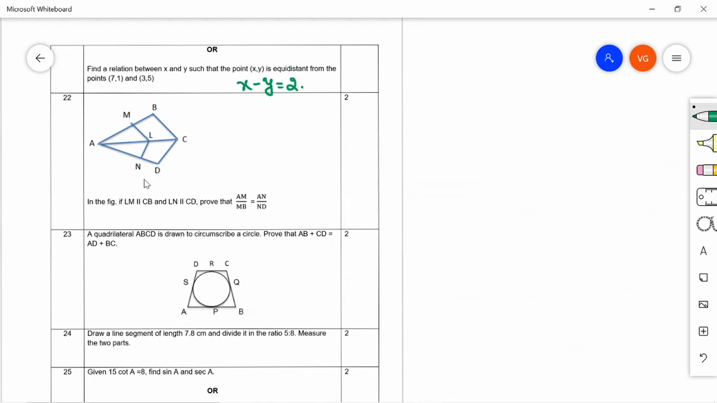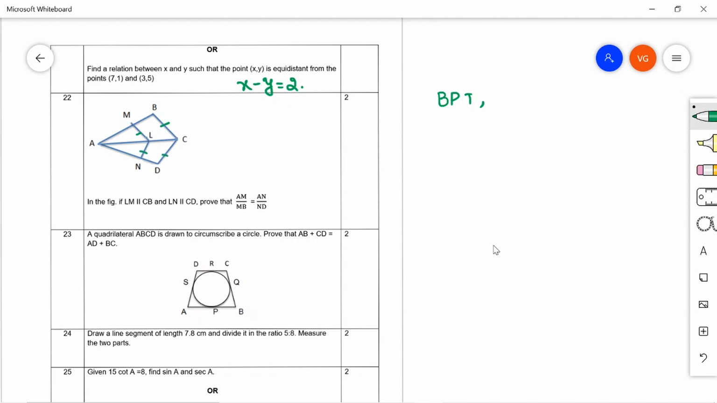Question number 22. Here you are given a figure, and if LM is parallel to BC and LN is parallel to CD, you are asked to prove that AM by MB is equal to AN divided by ND. So from the basic proportionality theorem, BPT, here you are given that these two are parallel and these two are parallel.